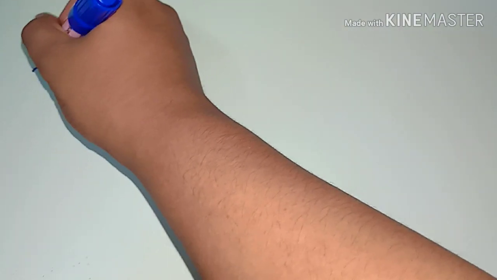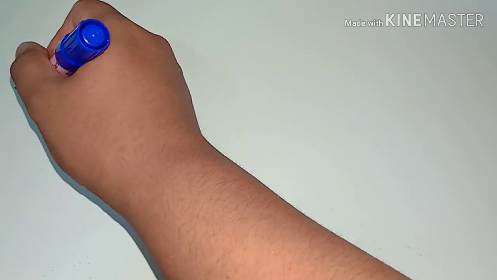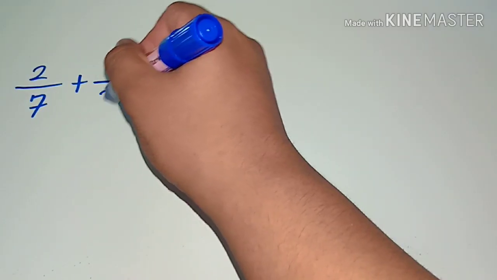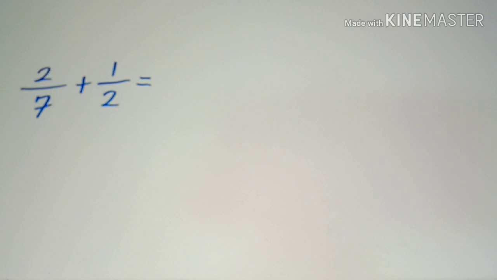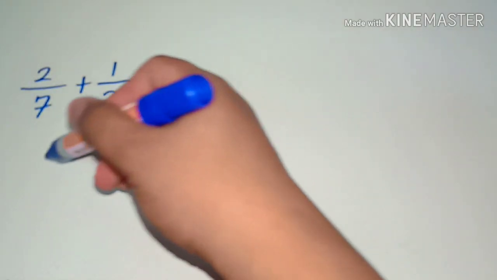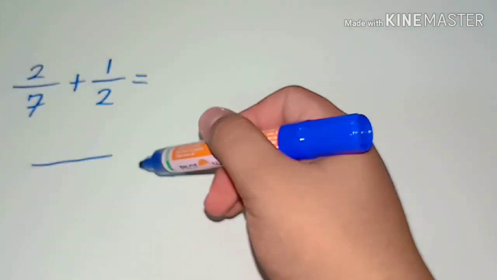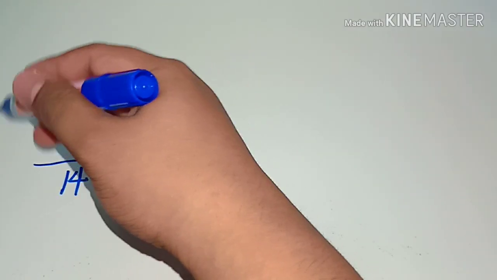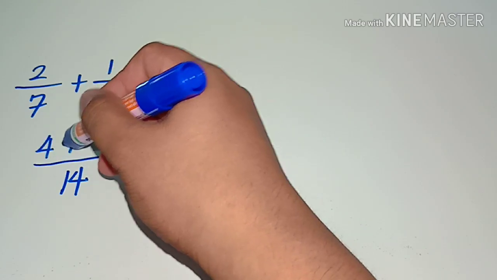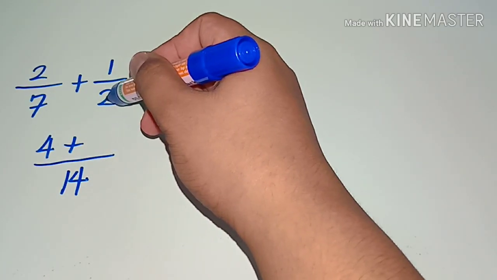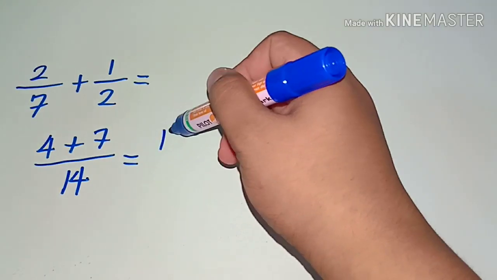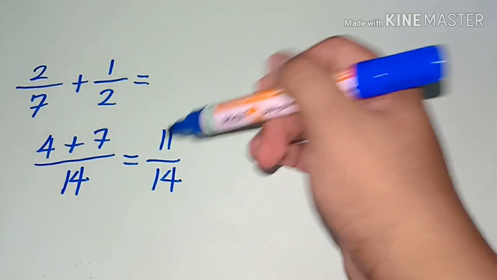The last example is, what if we are adding 2 over 7 plus 1/2? Again, by using the common multiple of the denominators, which is 14, 14 divided by 7 is 2 times 2 is 4, plus 14 divided by 2, which is 7 times 1 is 7. So 4 plus 7 is 11 over 14.